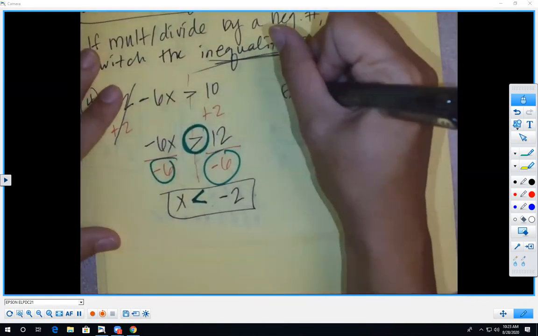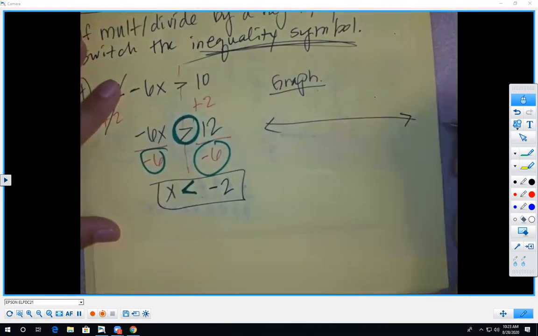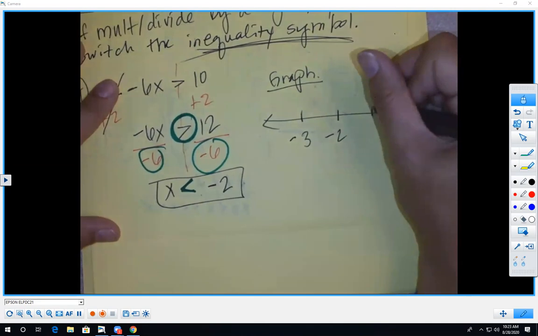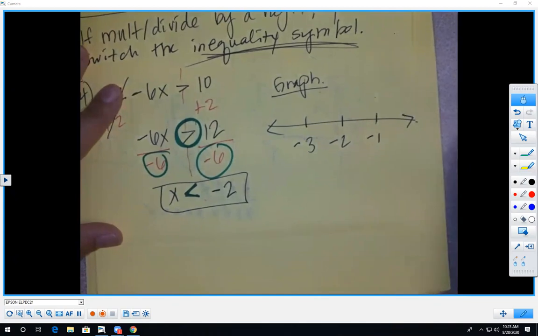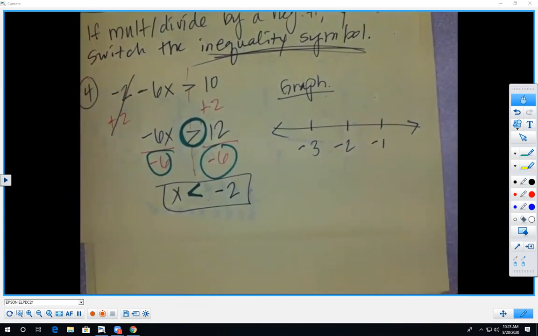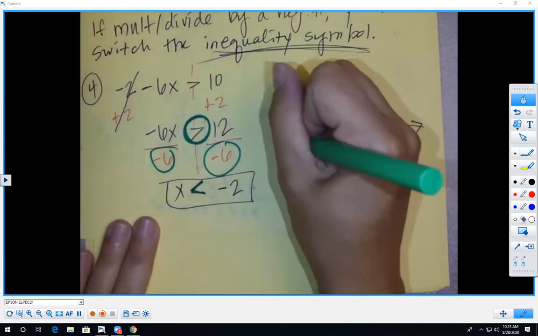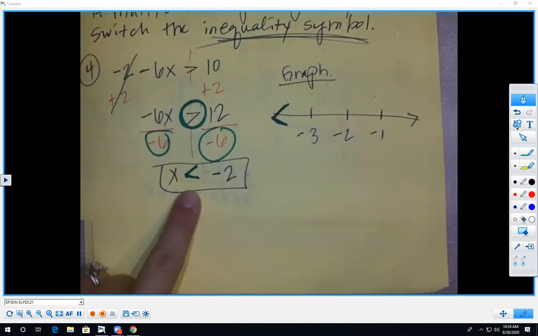So let's practice that. If you graph this on a number line, I need to put -2 on my number line. A number before it would be like -3. A number after it would be like -1. Which way am I shading, to the left or to the right? To the left, because it's less than. So I want to shade to the left. At -2, is that going to be a bracket or a parenthesis? Or a circle, open circle, closed circle? It's an open circle because it's not equal to.